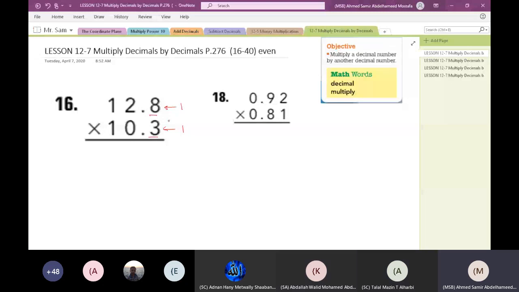So 3 times 8 and 3 times 2, 3 times 1, etc. 3 times 8 equals 24. Carry 2, put the 4. 3 multiplied by 2 equals 6, plus 2 equals 8. Then 3 times 1 equals 3.